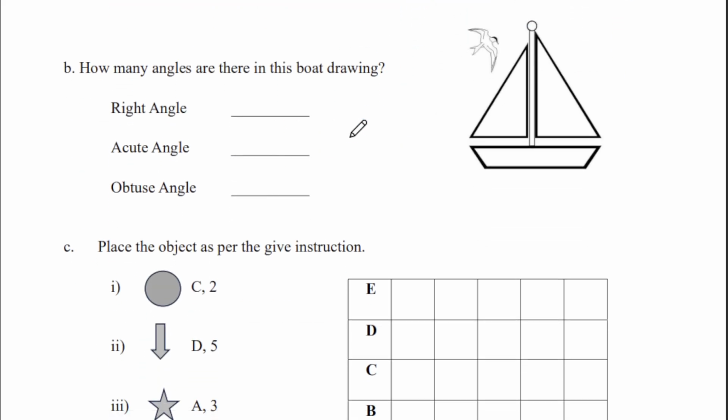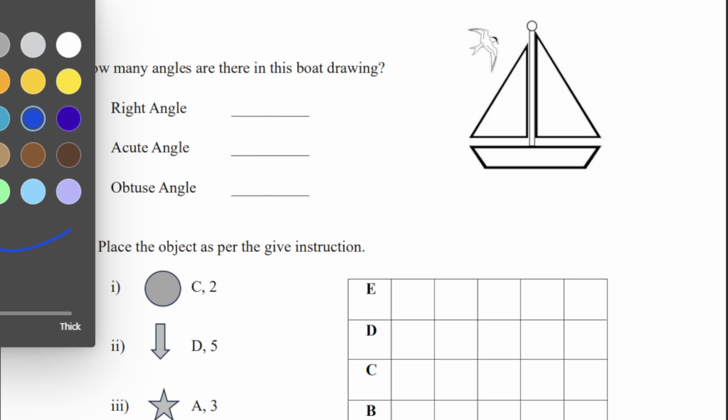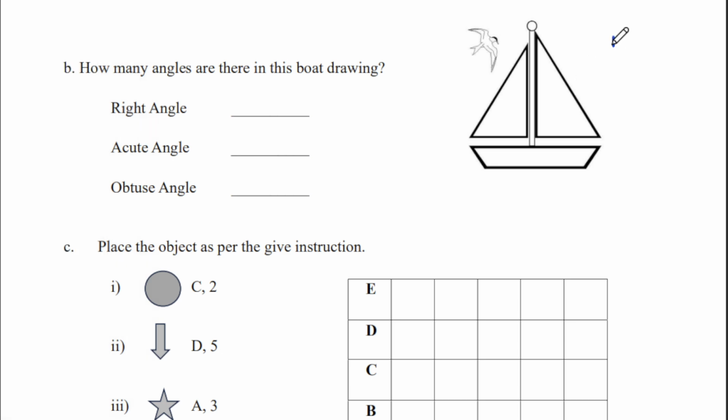Next, how many angles are there in the boat drawing? You first have to find all the right angles. I'm going to change the color. So this is a right angle, and this one is also a right angle, and this one is also a right angle. This one is also a right angle.